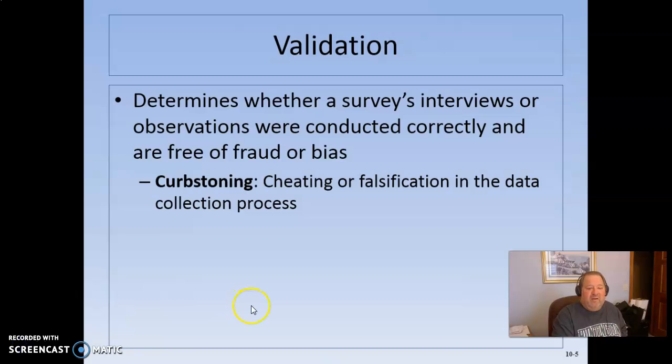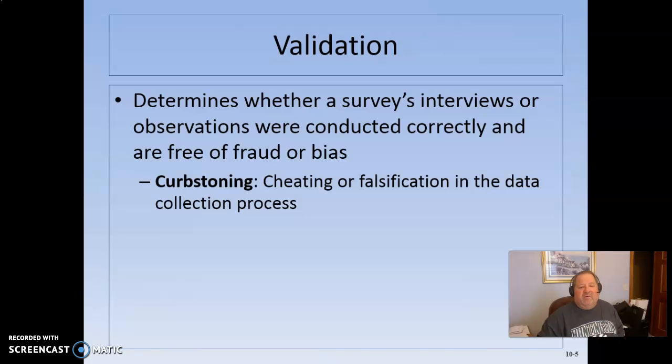So the term validation basically means that the surveys or the interviews were conducted correctly without bias. They were actually answered, questions were answered by the participants. There's a term known as curbstoning, and that's where the researcher actually falsifies the data or maybe creates false questionnaires, completed correct questionnaires that respondents didn't fill out.